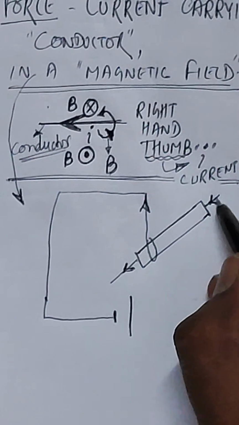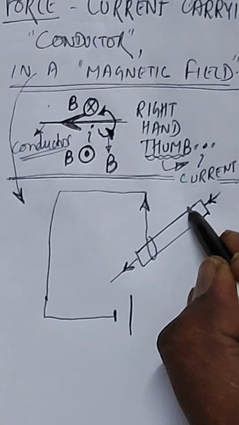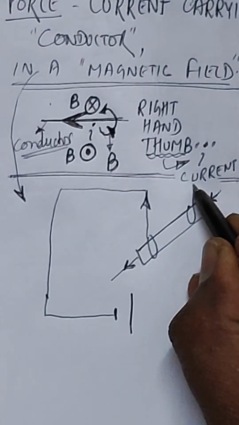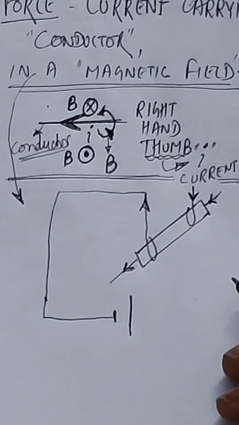Now this is also hung through here like this. So current is coming in this way.